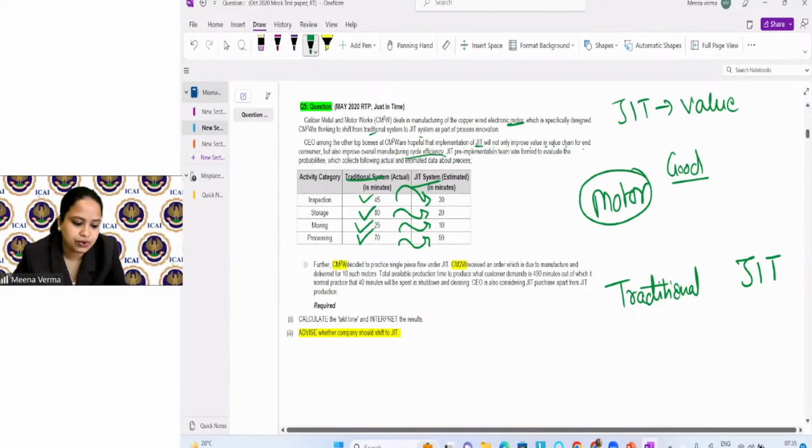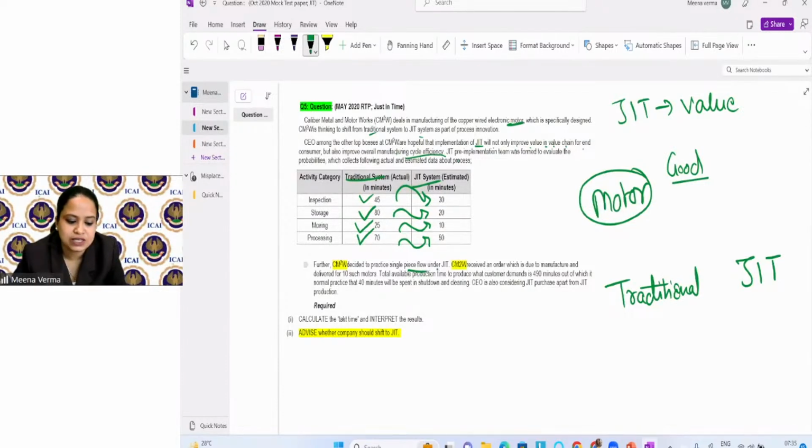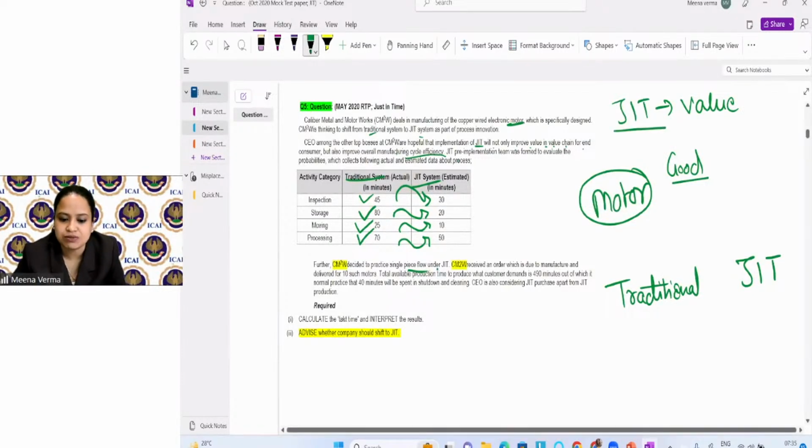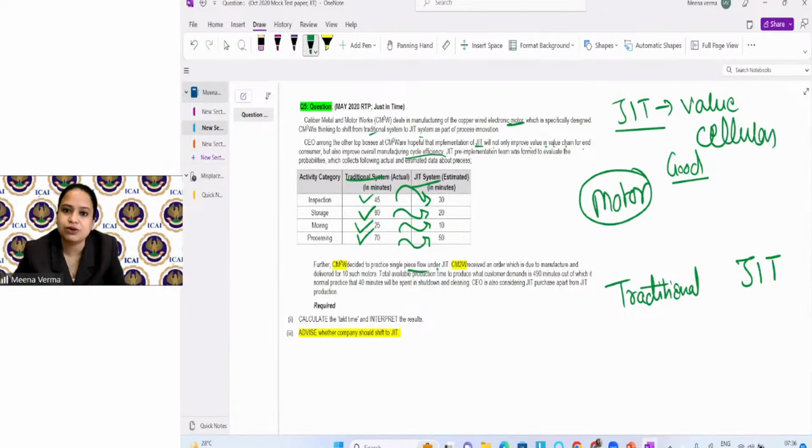Now what will happen further? The company decided to practice single piece flow. Obviously, in just-in-time system, you know that we do not produce the goods in batches. This is cellular manufacturing. Cellular means one by one, in the cell. Using the cell, you will produce the goods one by one, right? So this is not the production in bulk, right?